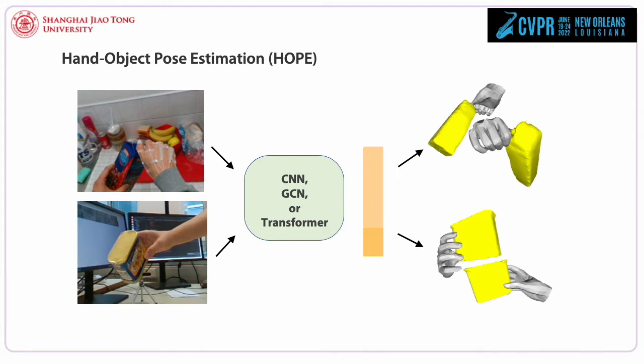Given an RGB image observing the hand manipulating an object, we want to design algorithms that can recover the 3D skeleton or the mesh surface of the hand and the 6D pose of the object, both in the same coordinate system.